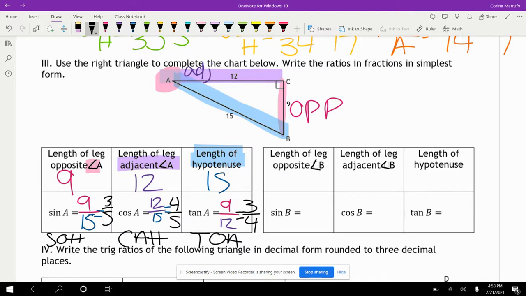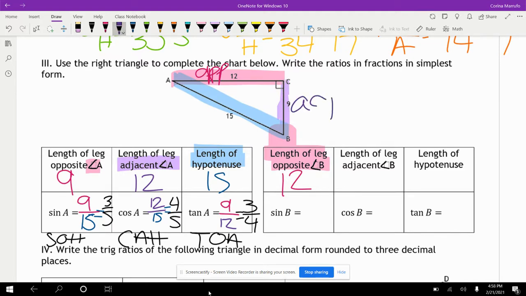All right. So now, what happens when they switch angles? We were going based off of angle A. Now they want us to go based off of angle B. So the length of the leg opposite angle B. Well, here's angle B, so now this is no longer opposite. So I'm going to go ahead and erase these. This 12 is now my opposite. So 12. And then the 9 ends up becoming our adjacent.